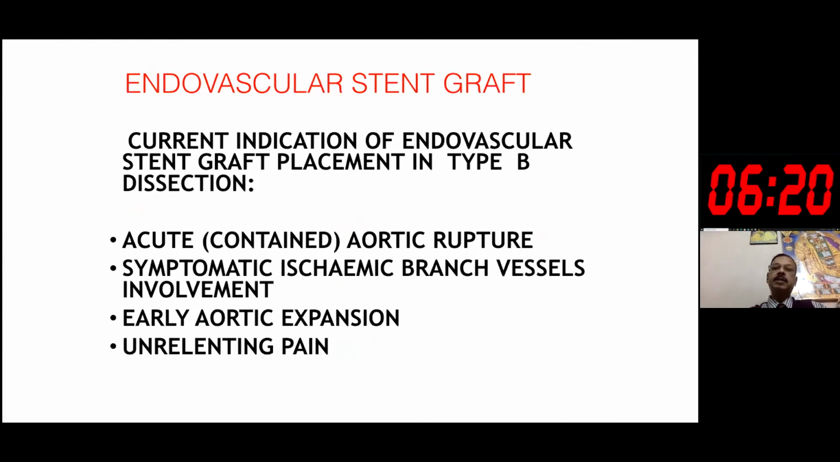See, the current indications for endovascular stent graft placement in type B dissection: we can do it particularly in a few indications, such as acute or contained aortic rupture, symptomatic ischemic branch vessel involvement, early aortic expansion, and unrelenting pain.